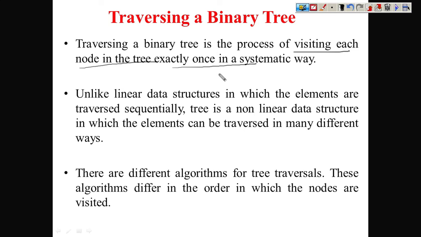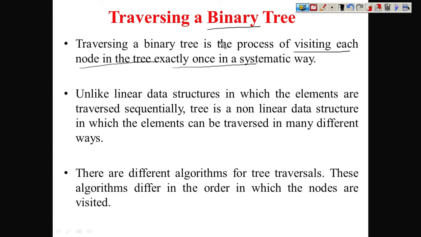Now when we talk about traversing, we have different methods of visiting the nodes of a given tree. Here we are discussing traversing a binary tree especially, right? A binary tree is a tree where we have a maximum of two children for any given node.